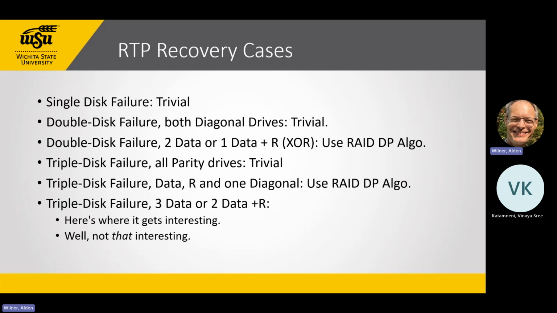And so a single disk failure is trivial, a double disk failure with both diagonal drives is trivial, and two data or one data plus RAID 4 parity is trivial. Use the RAID DP. Two data or one data plus R, XOR, we use the RAID diagonal parity. A triple disk failure, if they're all parity drives, is trivial. If it's the data in one R, we use the RAID DP and just rebuild the missing bit. It is when we have a triple data failure, where the two data or the RAID 4 parity, the XOR, that's where it gets mildly interesting.